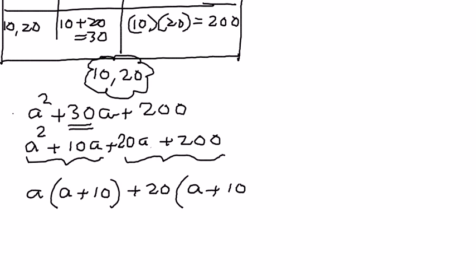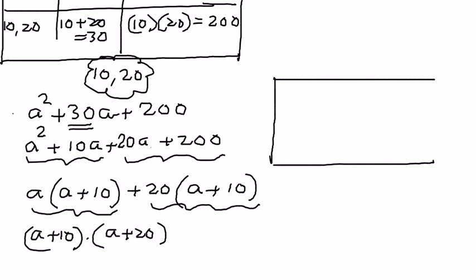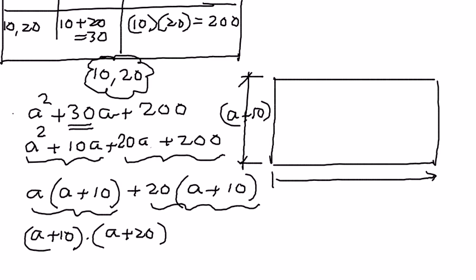10 is left. So therefore between a times a plus 10 and 20 times a plus 10, a plus 10 is common, and therefore times what is left here? A plus 20 is left. So therefore the outside rectangle, one of the dimensions is given to us as a plus 10. Therefore the other dimension here is equal to a plus 20.